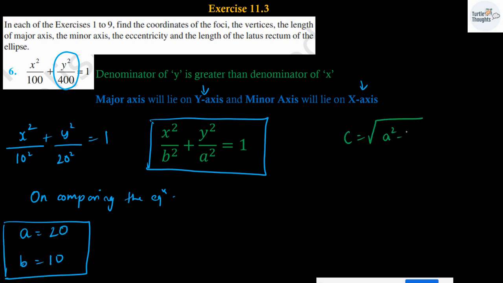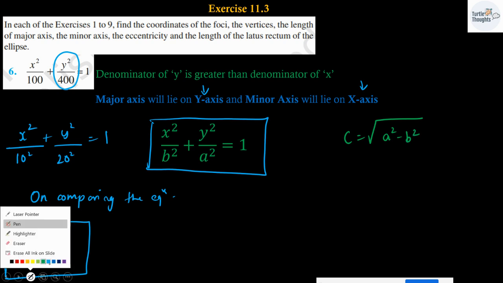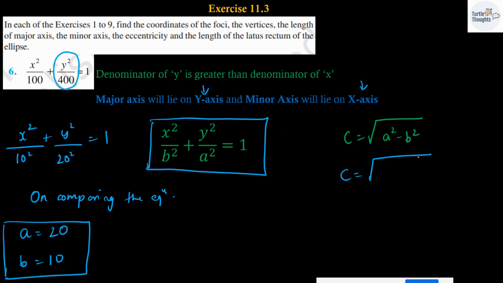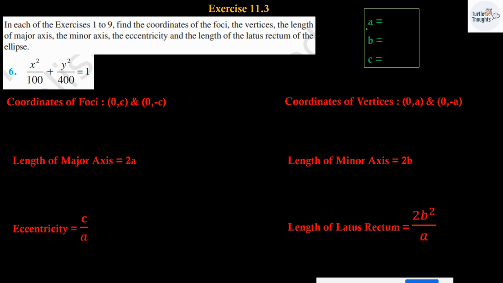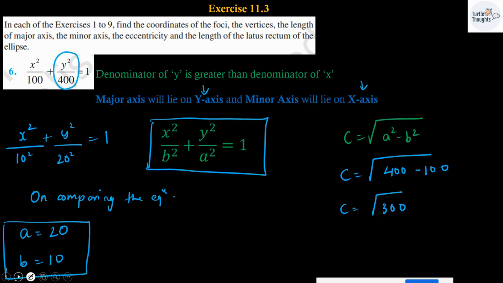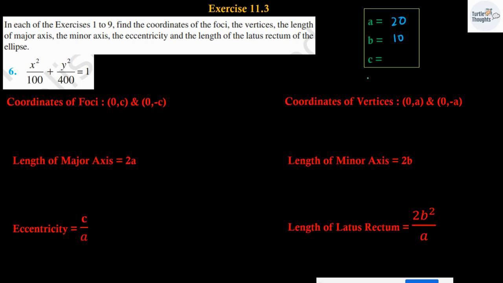Once I have got the value of a and b, I can easily find out the value of c. C is given by the square root of a square minus b square. A square is 400, so c can be written as the root of 400 minus 100, which is root of 300. Now, once I have got the value of A, B, and C, I just need to substitute the same. A is going to be 20, B is going to be 10, and C is going to be root of 300, which can be written as 10 root 3.